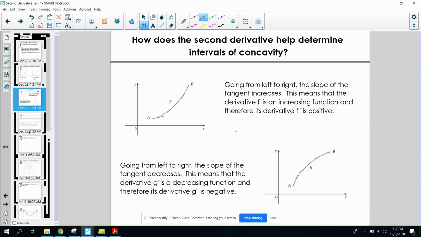Okay, so on g down here, as I go from left to right and I draw the tangent lines, the slope of these tangent lines are decreasing. So that means that the derivative of g, which is g prime, is a decreasing function, and therefore the derivative of that, which is g double prime, is going to be negative. Okay, this will make a lot more sense once we actually do examples.